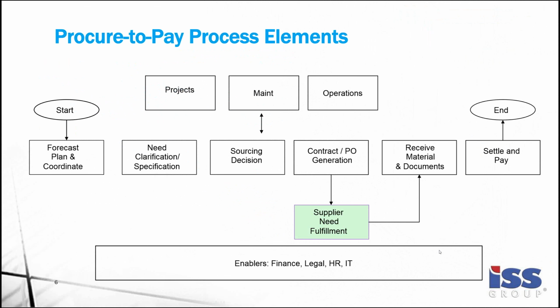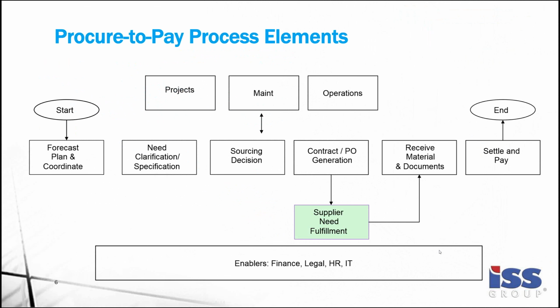Now this is our holistic view of procure to pay. It's a process map, and let me explain it a little bit. On the top are the customers of procure to pay: projects, and project managers, maintenance and maintenance managers, and operations people. These are people that request procurement activities and supplies and materials and expect the bills to be paid. So that's an important area.